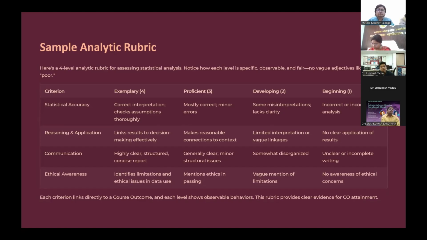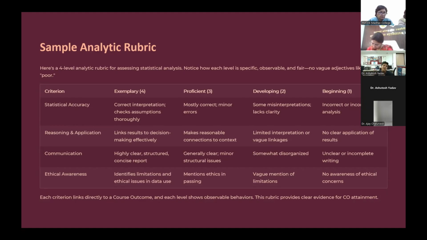So see how each level is described. It's specific, it is observable, and it is fair. And this is a 4-level analytical rubric, the kind used in most OBE frameworks. Each criterion links directly to a course outcome, and each level shows observable behaviors, not vague adjectives like good or poor. These are very vague. So that's the key point, that each level should show observable behaviors.